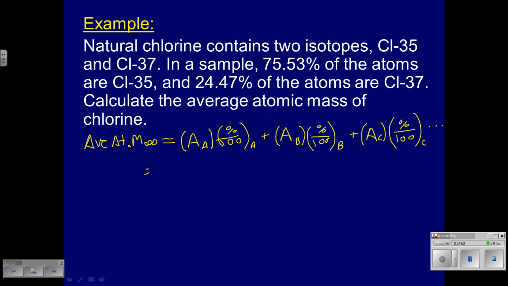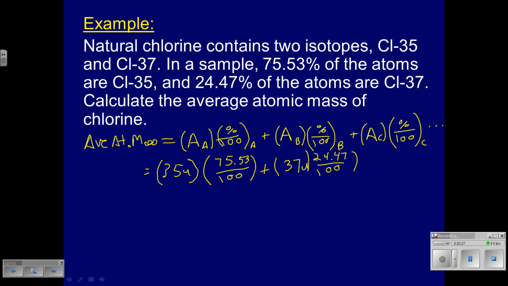So in this case, the mass is 35 U, and its percentage is 75.53. We're going to divide it by 100 so we can turn it into a decimal. Plus 37 U, 24.47 over 100, turned into a decimal. And that's all the isotopes we have.